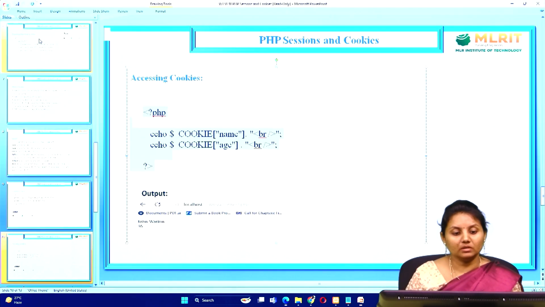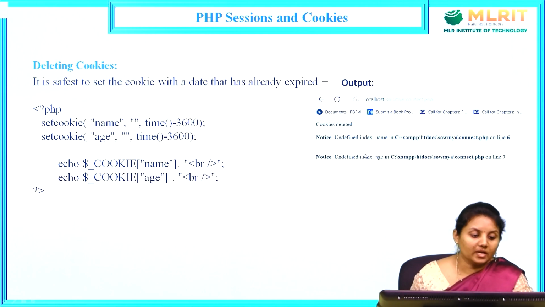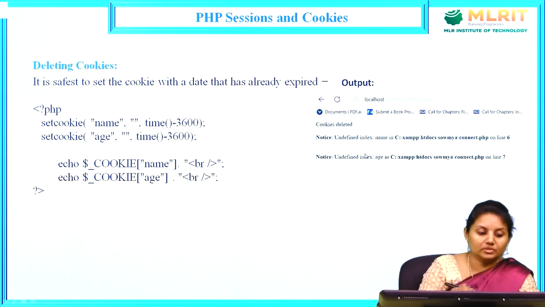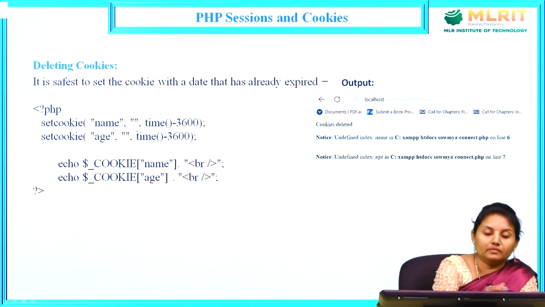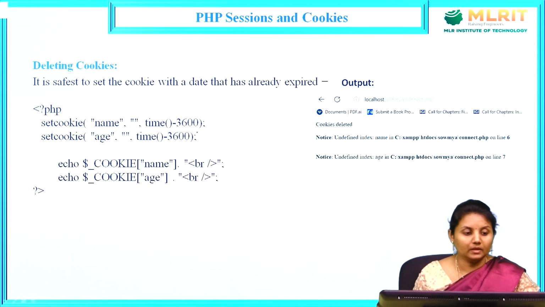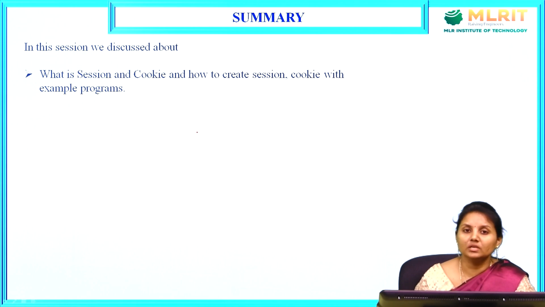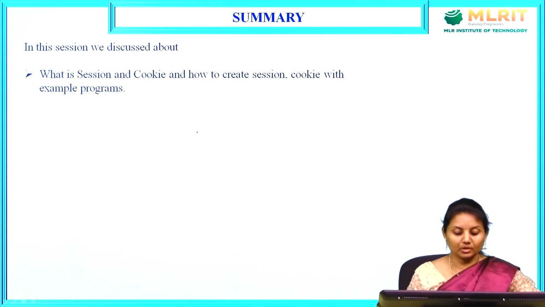Cookies are just short data that is stored temporarily. You can delete cookies using time. Similarly, there we gave expiration time plus, so here we are reducing the time, and by this time it will expire. So in this session we discussed what a session and a cookie are, how to create and access a session, and how to create and access a cookie. $_SESSION for sessions, $_COOKIE to extract the cookies. Hope you all understood. Thank you all.